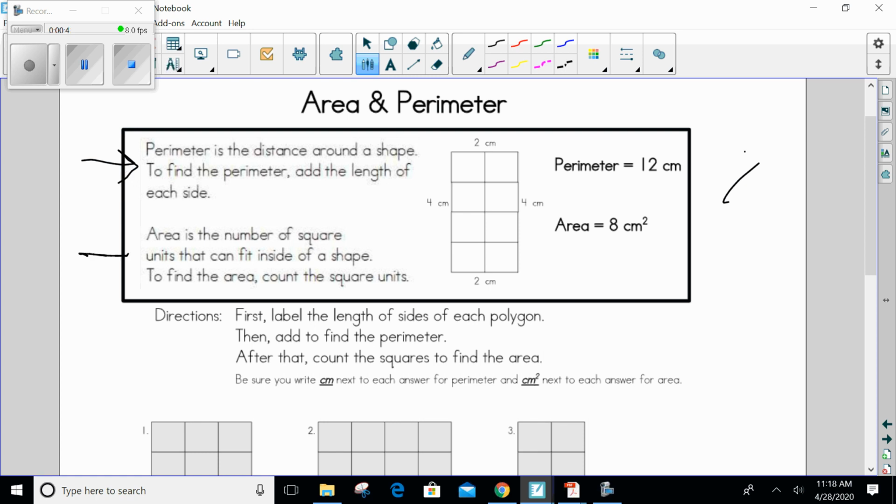Now we're going to do area. Area is the number of square units that can fit inside of a shape. To find the area, count the square units or multiply. Okay, so you have area, you multiply the length times width. So let's go through this.